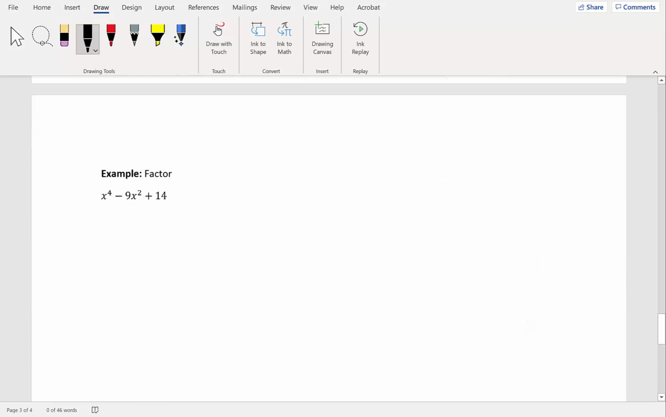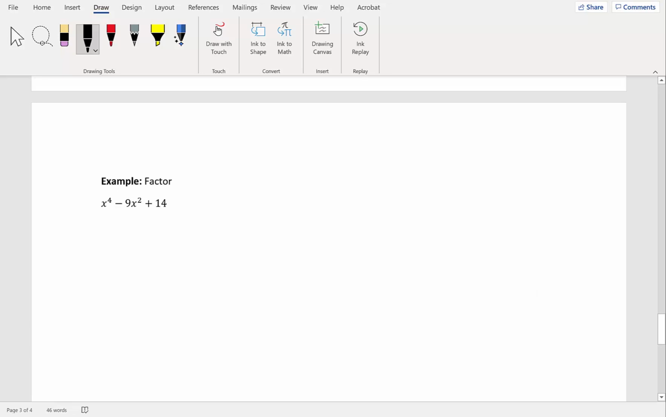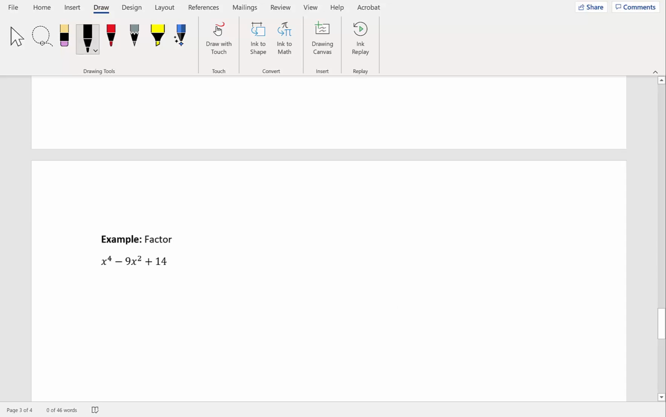Okay, so I believe we have a couple more problems. Let's take a look at this next one. Factor. Now we have x to the 4th minus 9x squared plus 14. Okay, so let's take a look. So now we have factors of 14. So two numbers that multiply to give you 14. And then the sum has to be equal to negative 9.